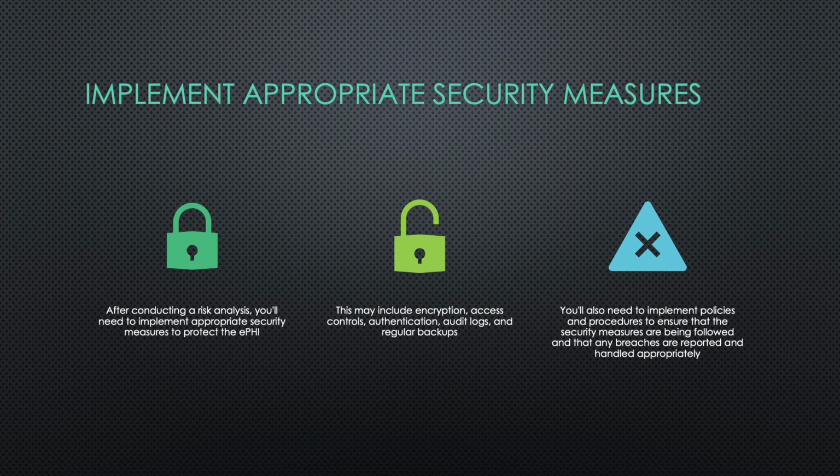Implement appropriate security measures. After conducting a risk analysis, you'll need to implement appropriate security measures to protect the ePHI. This may include encryption, access controls, authentication, audit logs, and regular backups. You'll also need to implement policies and procedures to ensure that the security measures are being followed and that any breaches are reported and handled appropriately.